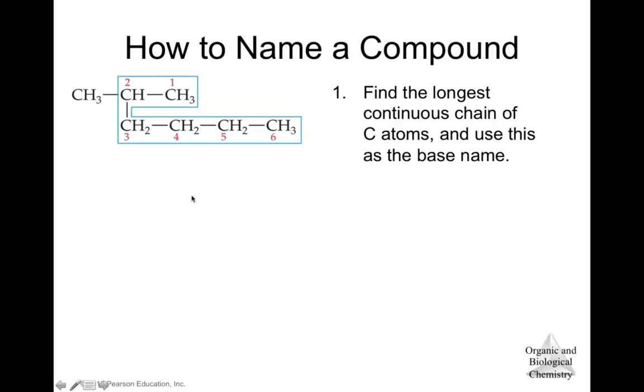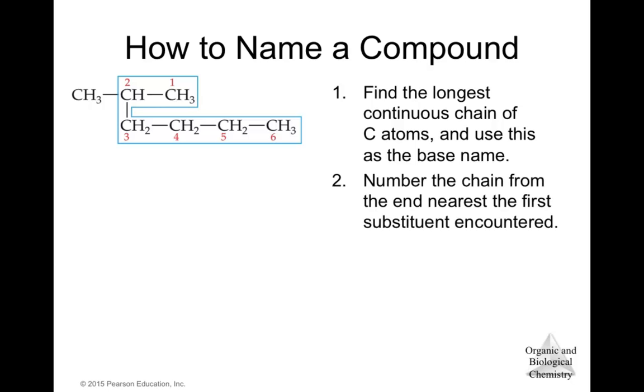So we have here, for example, a chain of 1, 2, 3, 4, 5, 6. We also have a chain here of 1, 2, 3, but this is not the longest chain, so we can't use this one. You can also count 1, 2, 3, 4, 5, 6. If you start here or here, it's the same length for this chain.